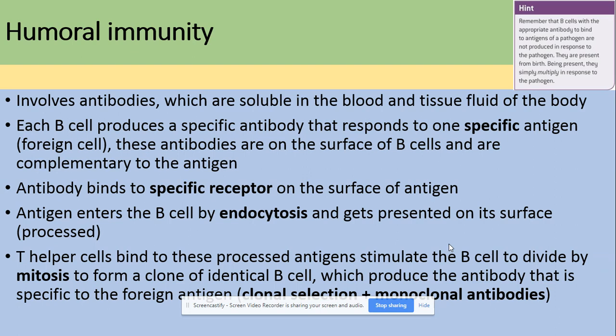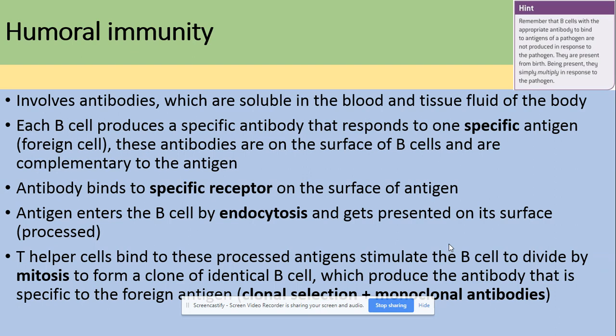So in terms of the B cells, they produce a specific antibody. Specific antibody means that it will have a specific 3D tertiary structure that responds to one specific antigen, a foreign protein on the surface of the pathogen. Those antibodies are on the surface of B cells and will be complementary to the antigen. So antibody and antigen will make a complex. Antibody will bind to a specific receptor found on the surface of the antigen. So that's why we say they are complementary.